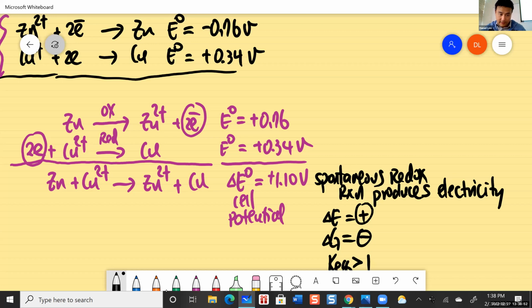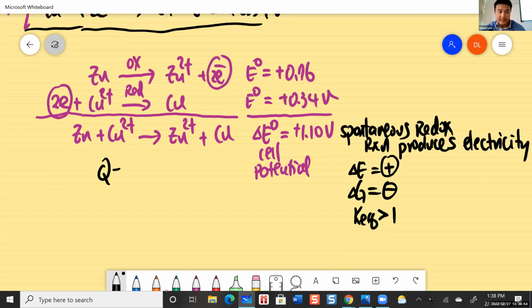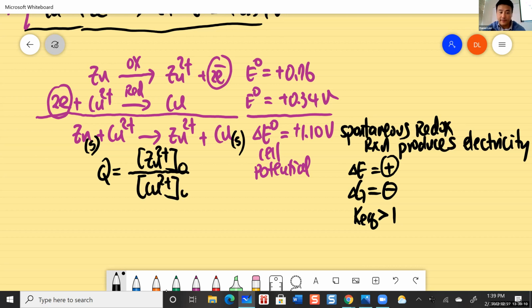So before we do anything, I want to write down the equilibrium constant, the reaction quotient. If I were to write the reaction quotient, remember it is zinc 2 plus. You cannot include solids, because copper metal is a solid and zinc metal is a solid. So it's going to be zinc 2 plus over copper 2 plus. That is your Q, okay?